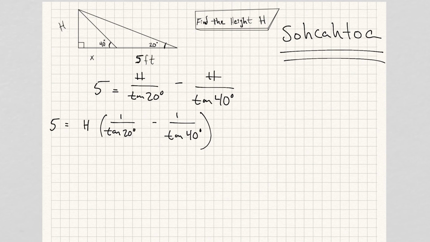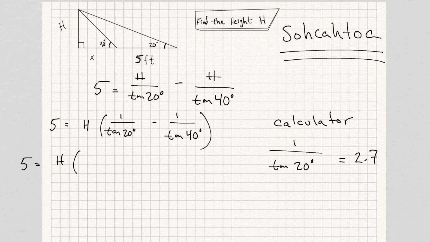So now what you're going to do at this point is get out a calculator to find 1 divided by tangent of 20 and 1 divided by tangent of 40. So we're going to say that 5 equals h times, now 1 divided by tangent of 20. At this point, you're going to need a calculator. Just 1 over tangent 20 degrees. So 1 divided by tangent of 20 degrees equals 2.7474.